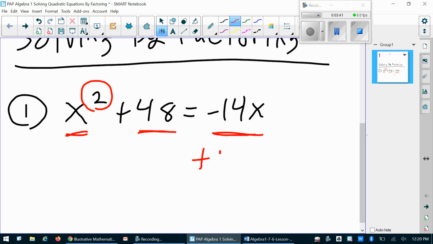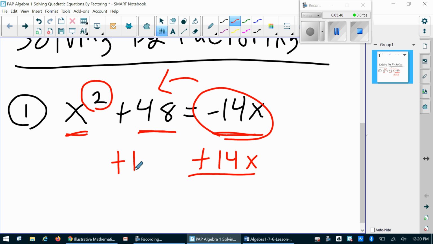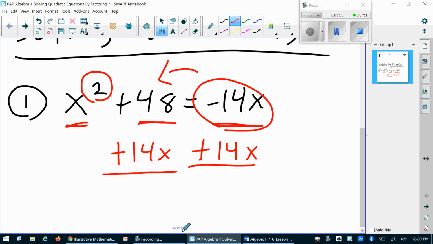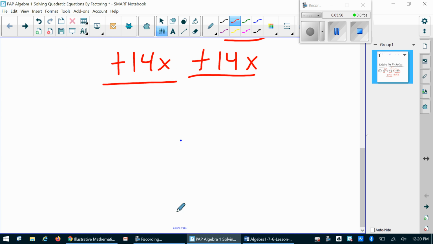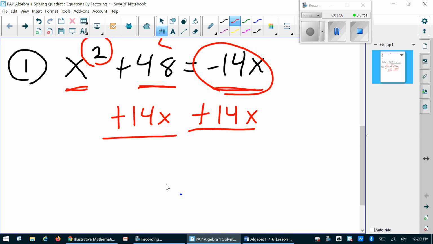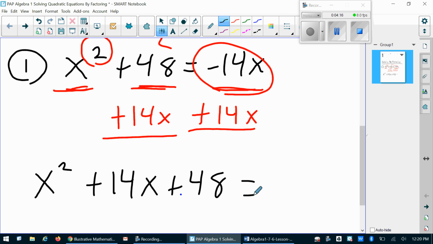And I think the easiest way to do that is to move this term to that side, and we're going to do that by adding 14x to both sides. You can move these 2 pieces to the right side instead, but I just think this is a little bit simpler. If I do that math, I'm going to get x squared plus 14x plus 48 equals 0.